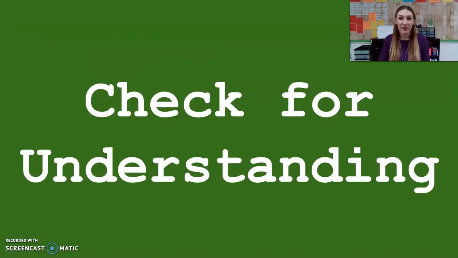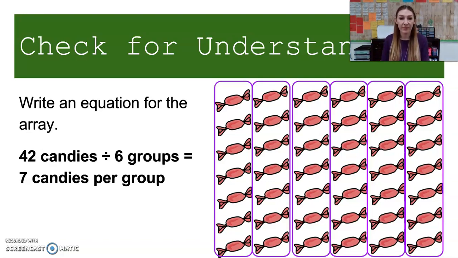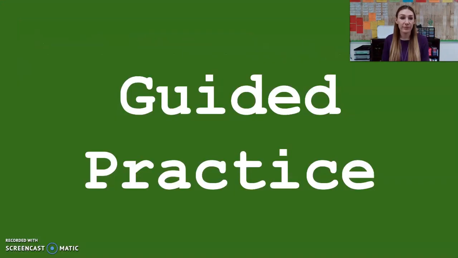Let's look at our check for understanding. Write an equation for this array. Remember, we can use the equation total divided by groups equals the number per group. Go ahead and pause now if you need some time to formulate an answer. So our equation would read 42 candies divided by 6 groups is going to equal 7 candies per group.